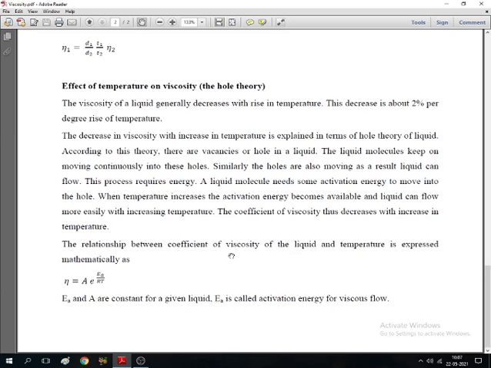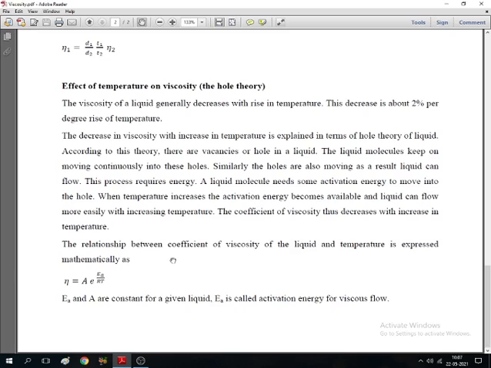Now the relation between the coefficient of viscosity of a liquid and temperature is expressed mathematically by this equation: eta is equal to A e raised to the power EA upon RT, where EA and A are constants for a given liquid. EA is called the activation energy of viscous flow, R is the gas constant, T is the absolute temperature, and A is a constant term.